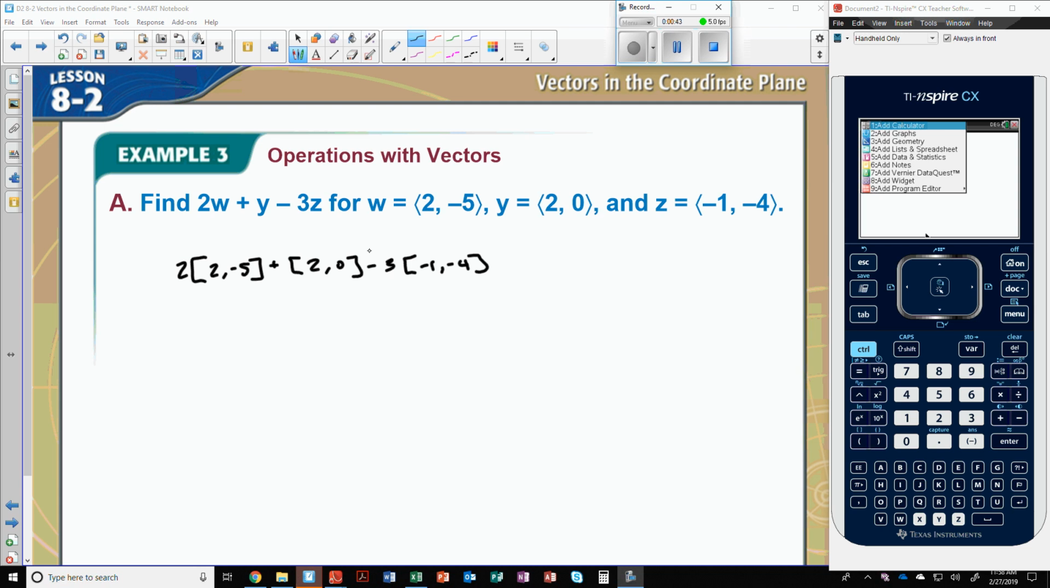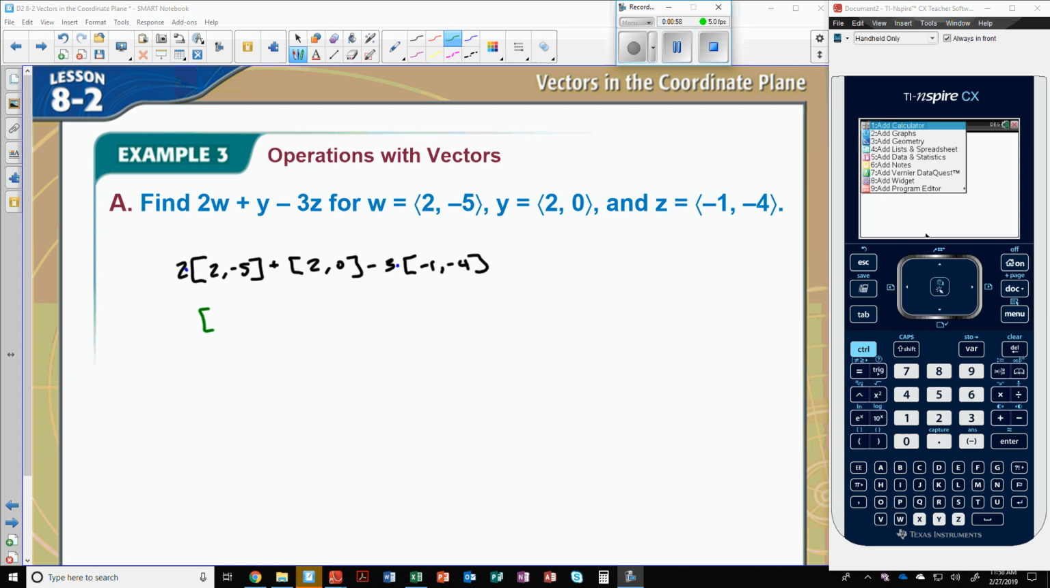Now, truth be told, you could type all this in the calculator, and the calculator can handle it as long as you do multiplication and any number in front of the vectors. It'll work. So I'm going to do it by hand, and then we'll type this part in and see what the answer is. What you do is you distribute this through.